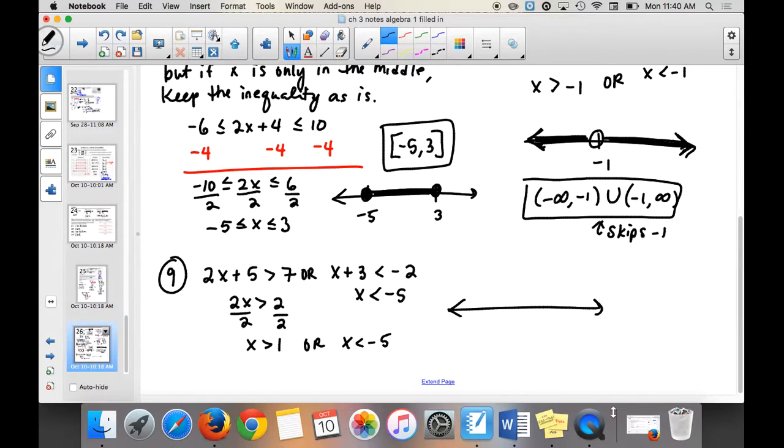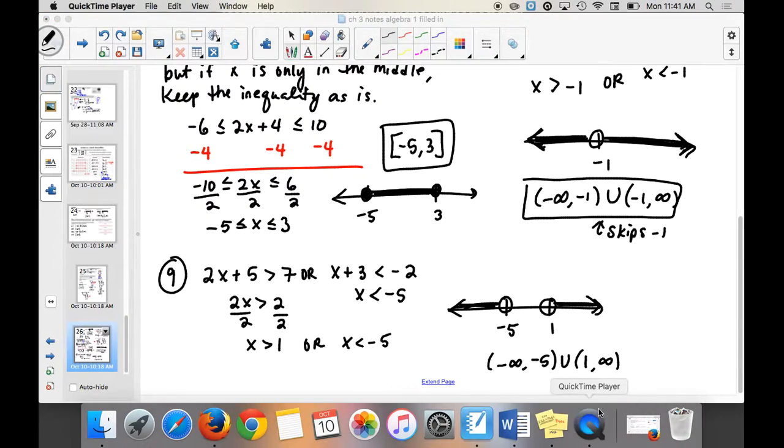On a number line, what it will look like is we'll have the negative 5, we'll have everything below it, and then we'll have the 1, and we'll have everything above it. And we have 2 separate pieces. Don't pack up. So we're going to get negative infinity to negative 5, parentheses, union 1 to infinity, like that. So it would be 2 separate pieces. We'll do more of the compound ones tomorrow.